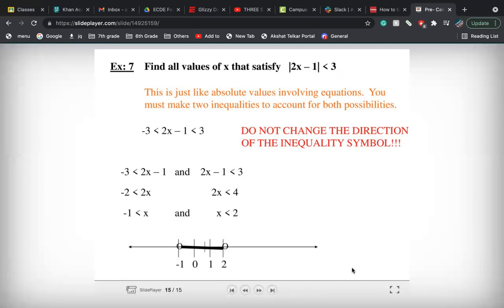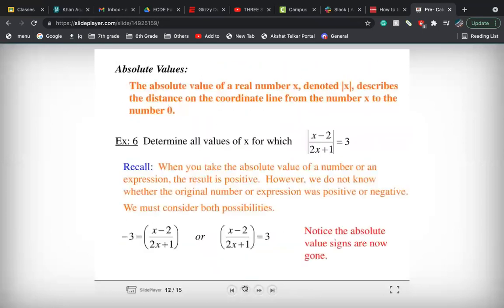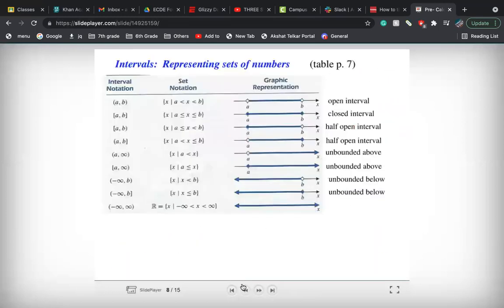I hope you guys learned more about absolute values and functions in themselves, and more importantly, interval notation, which, as you can see as we go back here, interval notation and set notation, and the graphic representation as well. This was the main key, of course, of the main purpose of this lesson here.